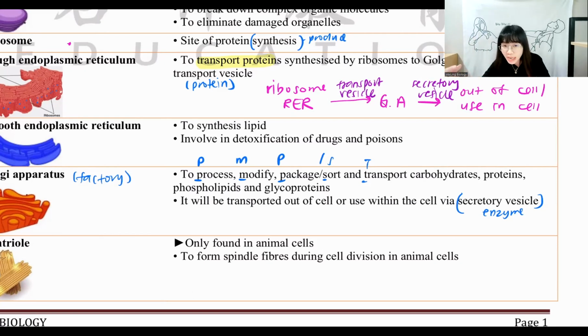The reason why they have different content is because the transport vesicle only transports protein, right? Whereas the secretory vesicle has been undergoing modification. Your protein will form into enzyme later on. So this is a difference.